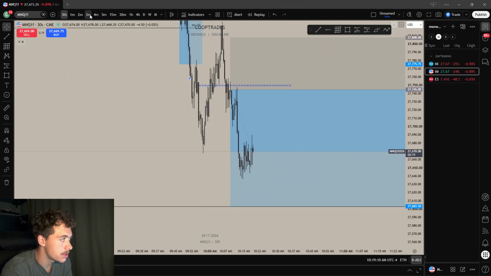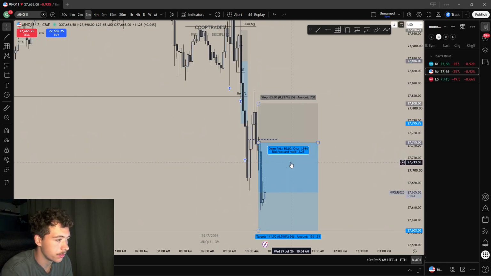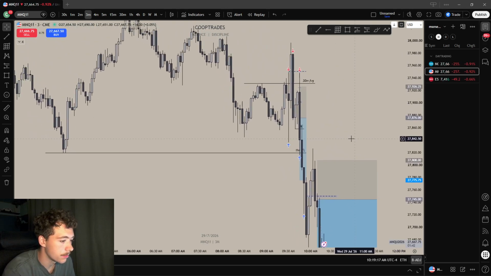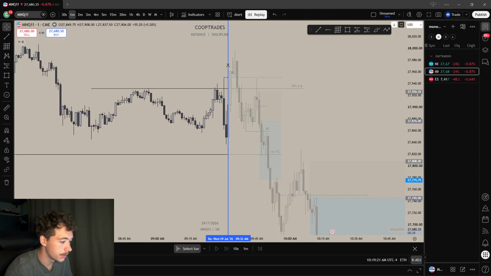There's also this continuation short that I just have on right here. I did not take this, but this is a very beautiful looking short. It's probably going to play out. But I obviously didn't take that because I already took my win for the day. So let's come over to market open.